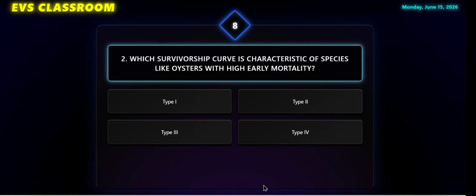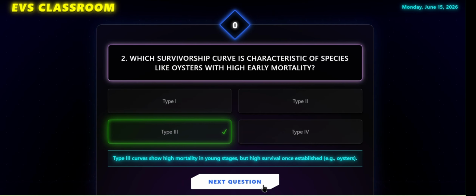Which survivorship curve is characteristic of species like oysters with high early mortality? The answer is Type 3. Type 3 curves show high mortality in young stages but high survival once established.